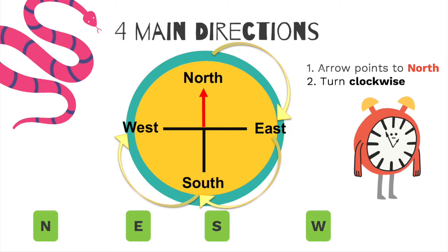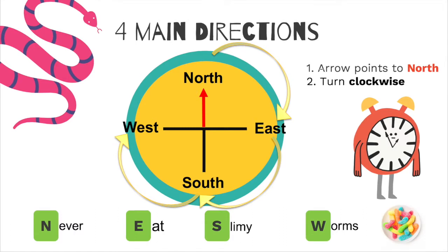Is there any way for us to remember these four directions easily? Remember this sentence: Never eat slimy worms. Because the first letter of each word of this sentence is the same as the first letter of the directions. N-E-S-W. Never eat slimy worms. I hope this makes it easier to remember north, east, south, and west.